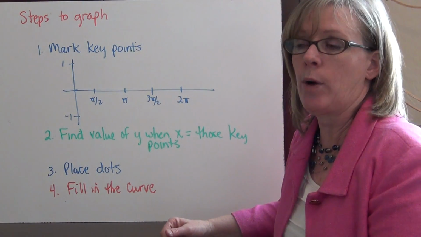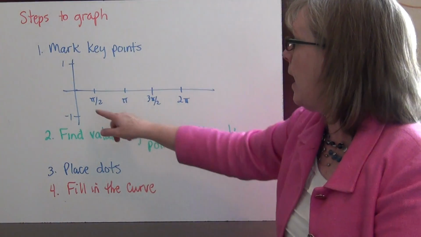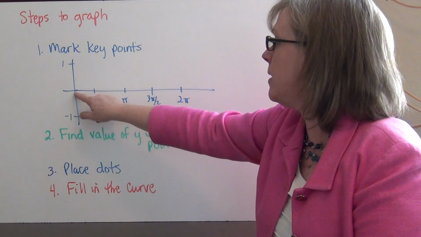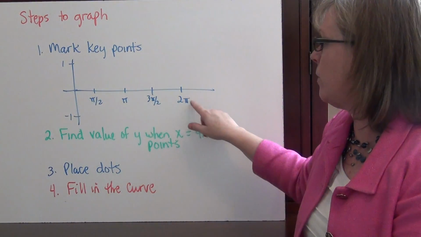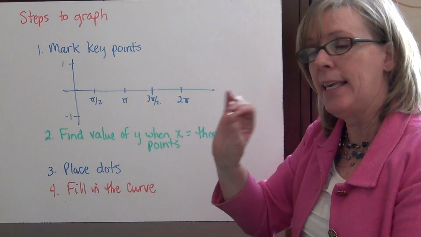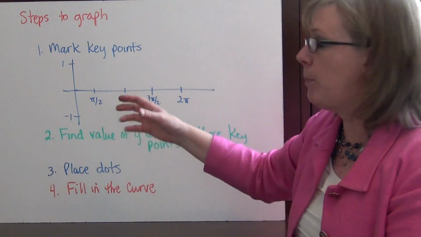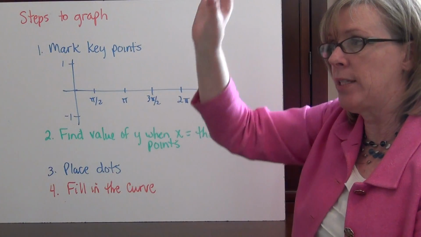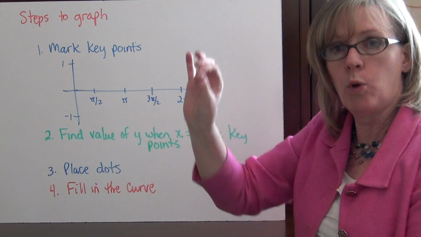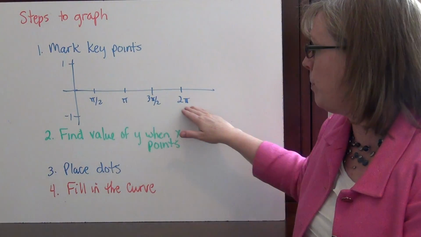So every time I go to graph a sine or cosine function, I first start by putting in my 0, my pi over 2, pi, 3 pi over 2, and 2 pi. Those are my key features or my key points. That represents, if you think of the circle, like my 4 corners or quadrants on that circle. So I put those down.